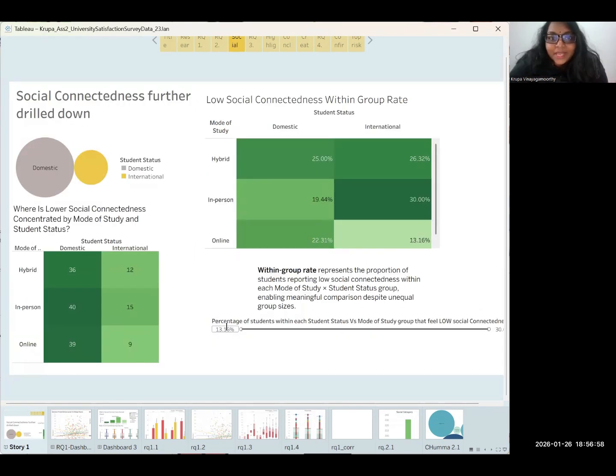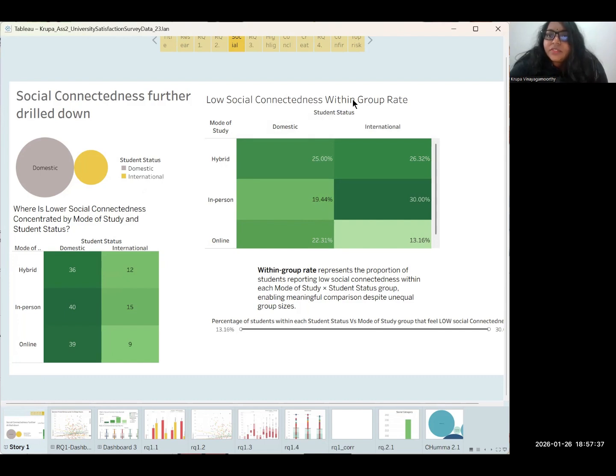At this point, my natural question was, are we missing something? So I went straight over here. Let me split students into domestic and international. And what you're seeing here is the number of students within each mode of study and student status group who report low social connectedness. And the darker the color, the lower the social connectedness level is. But this made no sense quickly, because I realized that there is a huge demographic of domestic students versus a tinier demographic of international students.